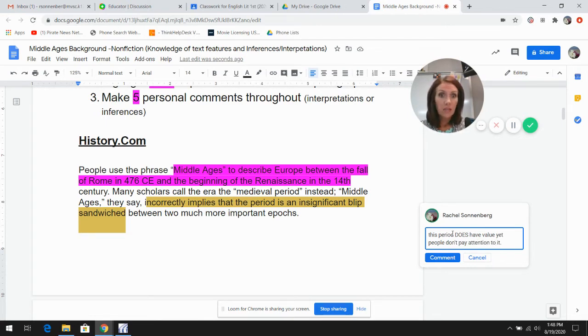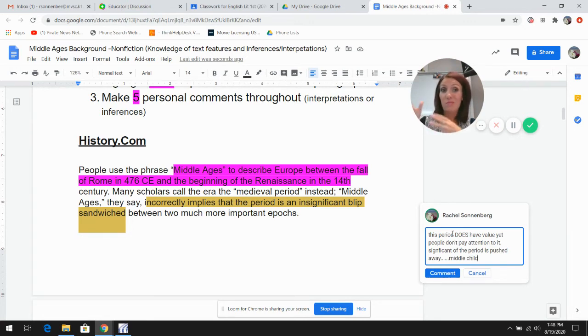It seems to me if you use a blip, it is like something very small that is kind of pushed to the side. So I think the significance of the period is pushed away. It kind of reminded me of a middle child. Like, you're not the oldest, but you're not the baby. You're just like this thing that happened in the middle of the first and the last.